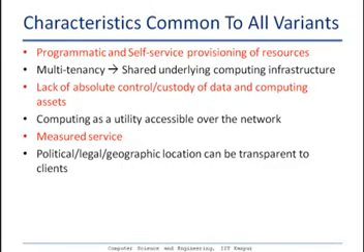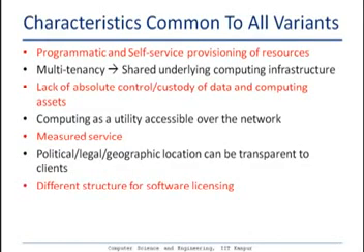Different structure for software licensing. That is another characteristic which is important for cloud variants, that the software licensing is not exactly the same as how you would have in a non-cloud kind of environment. For example, for certain types of software, the licensing terms are different when it's deployed in a non-cloud environment, whereas in a cloud environment, the licensing structure could be different.